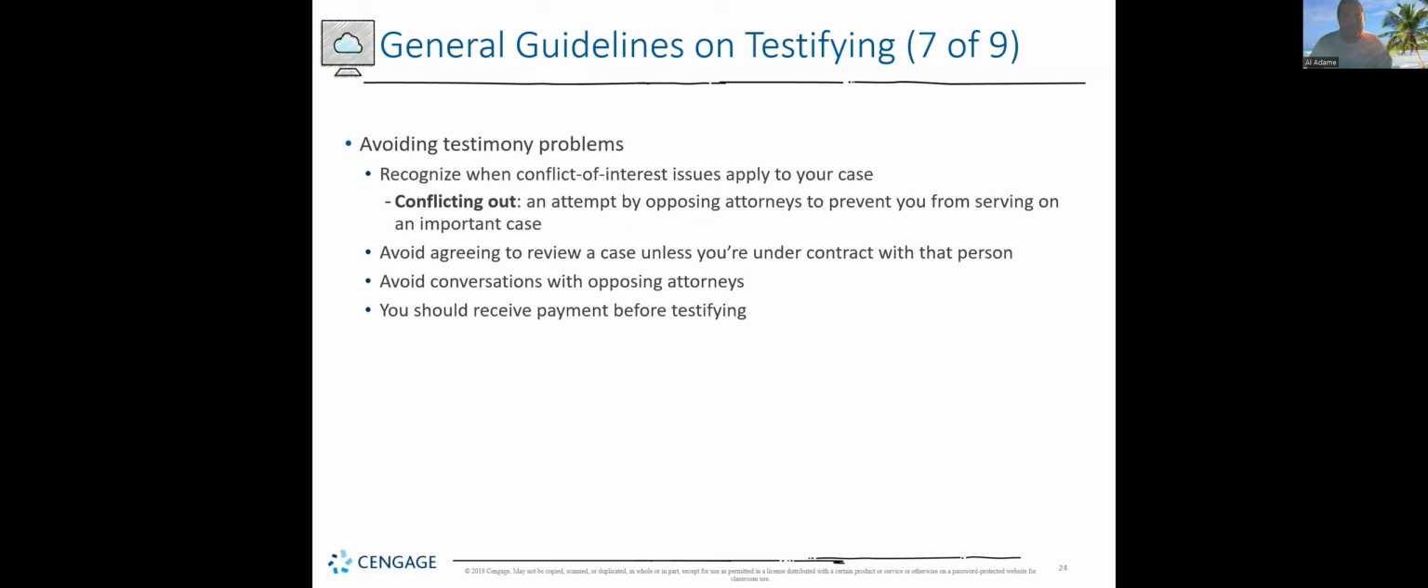Avoid testimony problems. Recognize when conflict of interest issues apply to your case. That means if you're investigating something, but you worked for them in the past, or you're a friend of theirs, that could be a conflict of interest. So you wouldn't take that kind of case on.